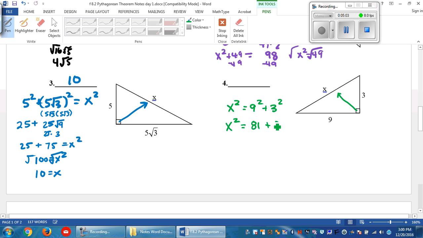Square it, get 81, and 9. End up getting 90 is equal to x squared. Root it. You can break up that root into root 9 and root 10. So you get 3 root 10 for the value of the hypotenuse.